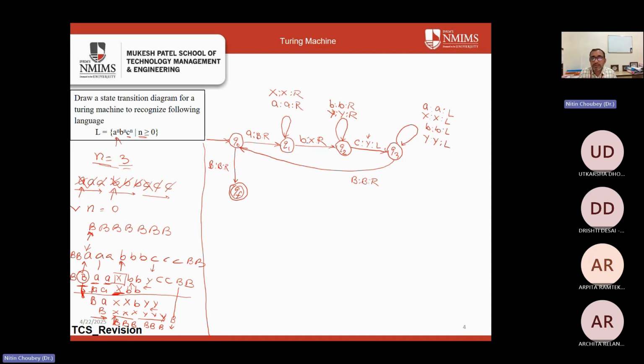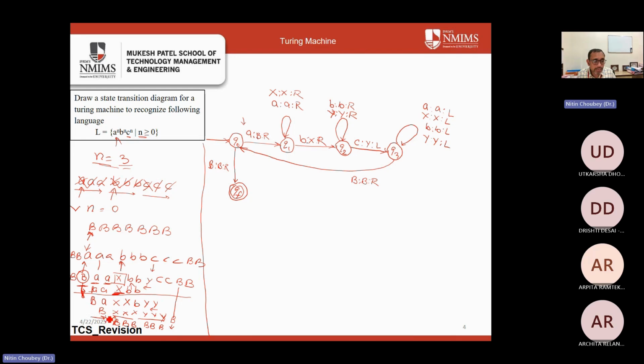Y, Y, right. This would be the same because we are looking for the first C. If we get C, replace C with Y, move to left. Perform this left movement, again go back to Q0 on the receipt of blank and repeat this task. This whole thing will continue till we are looking for the first A, like here.